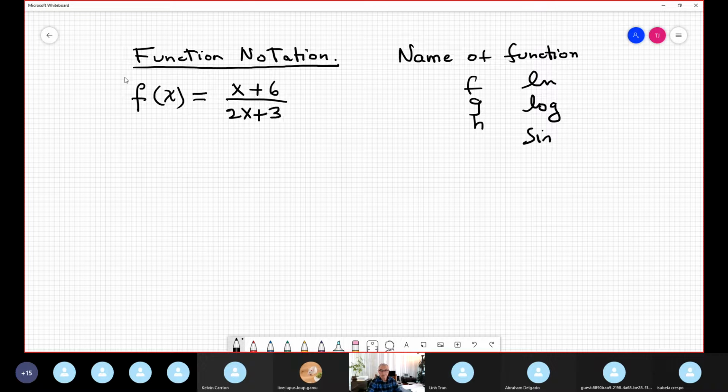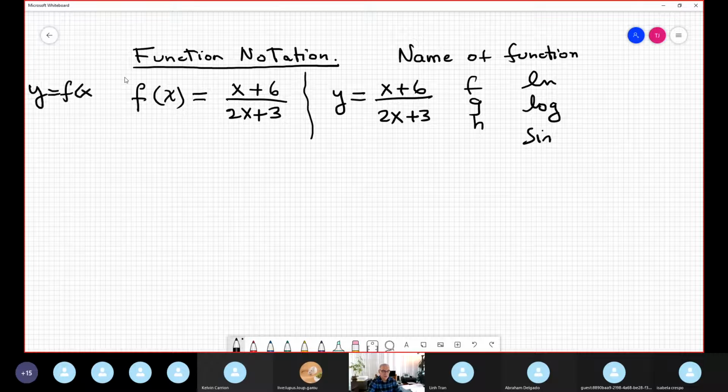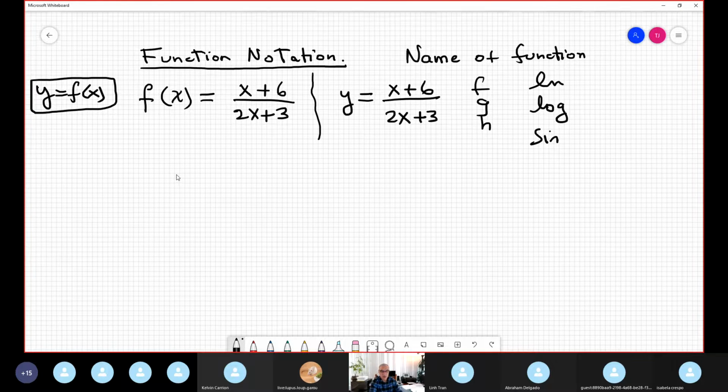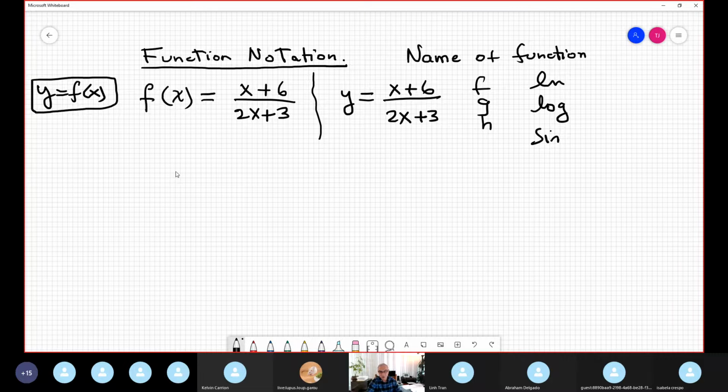And this is a synonym or another way to call y. Some people prefer to write y is equal to x plus 6 over 2x plus 3, because I know very well that y and f of x are the same. But this opens a new possibility for manipulation in algebra. So this is possible, it's okay, but this is better, in my opinion.